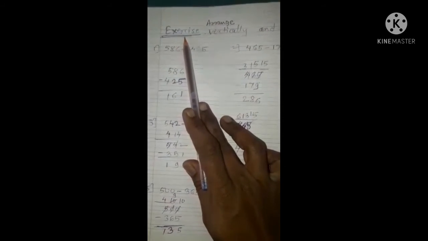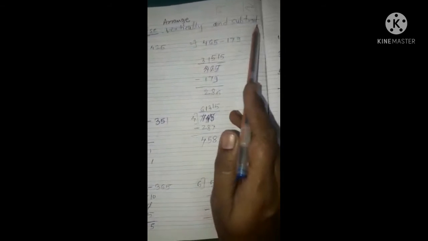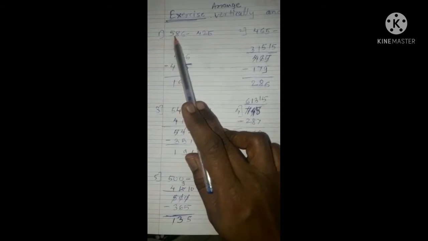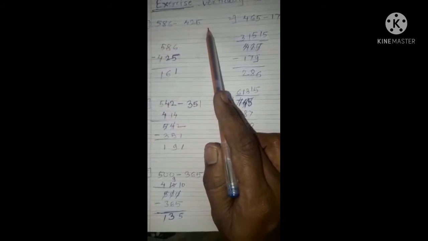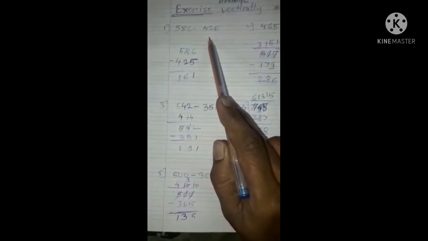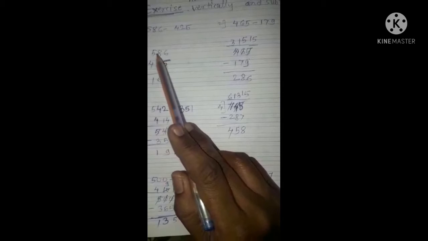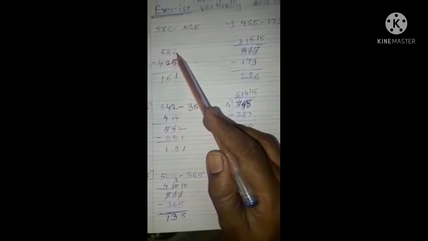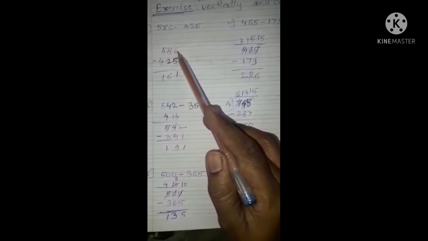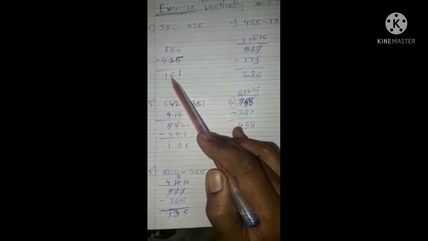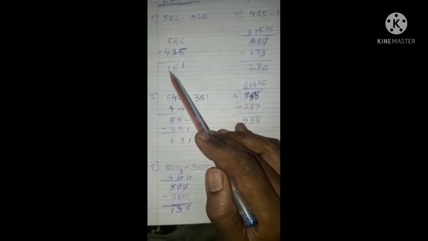Now we are seeing the exercise: arrange vertically and subtract. Here the first problem is 586 minus 425. It is given horizontally. Now we arrange it vertically and solve this problem. We subtract 425 from 586. First we start from the unit place. 6 minus 5 remains 1. 8 minus 2 remains 6. 5 minus 4 remains 1.